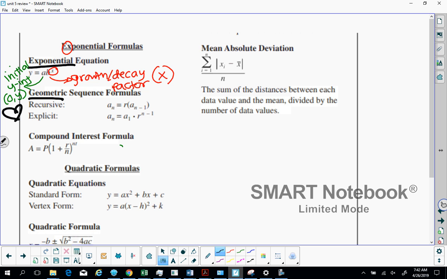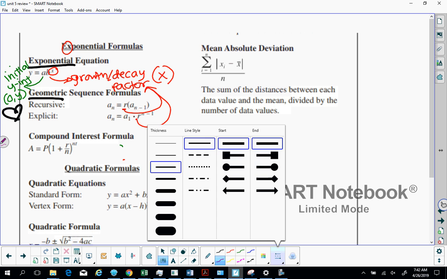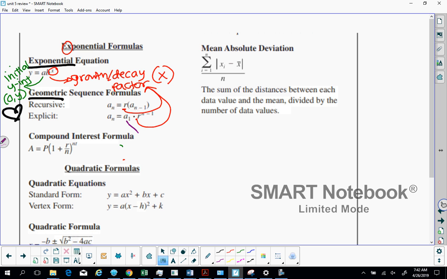When I'm looking at this, I'm looking at R, and you need to know that R is the same thing as your growth and decay factor. So R is what's being multiplied. So here and here, they mean the same thing. They're what's being multiplied. Your A1 is different from your A right there because A1 means your first term.